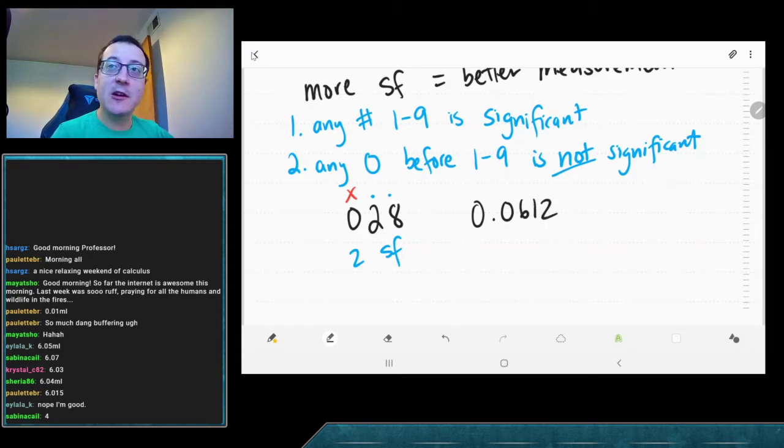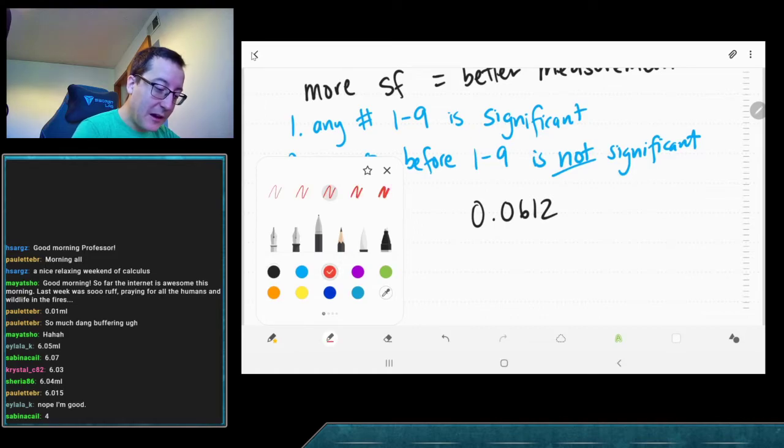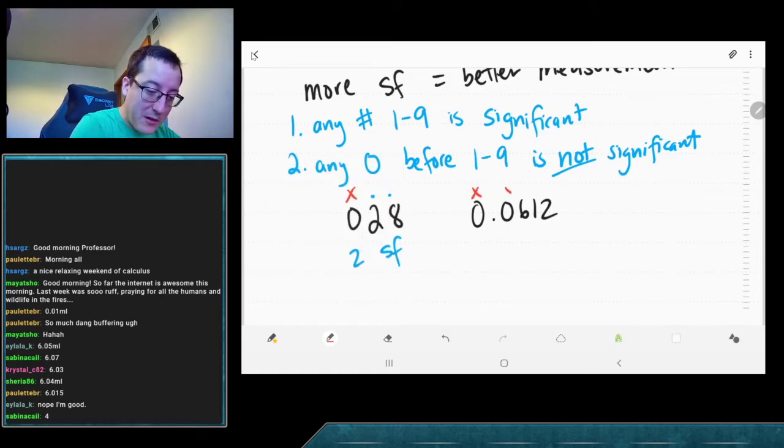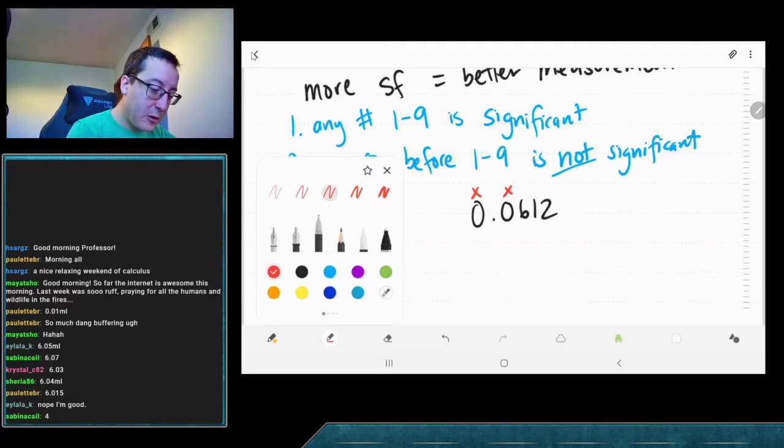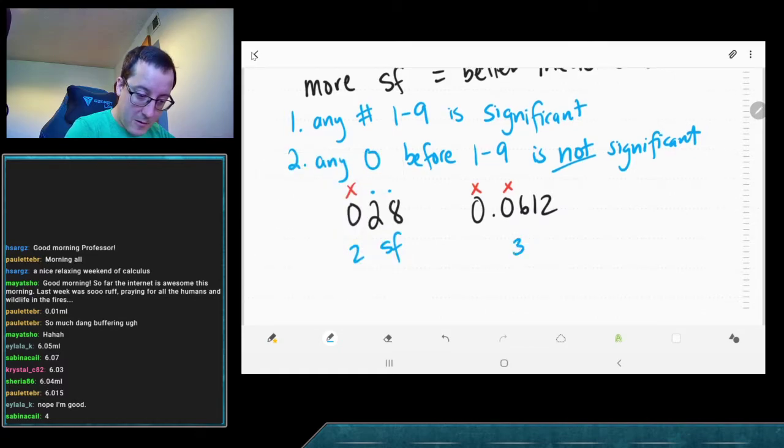If we were to take a look at this number, we're going to see that this number has 2 zeros that come before numbers 1 through 9. So those zeros are important. However, they are not measurements for us. Those zeros will not be significant figures. And so this number here will have 3 significant figures.